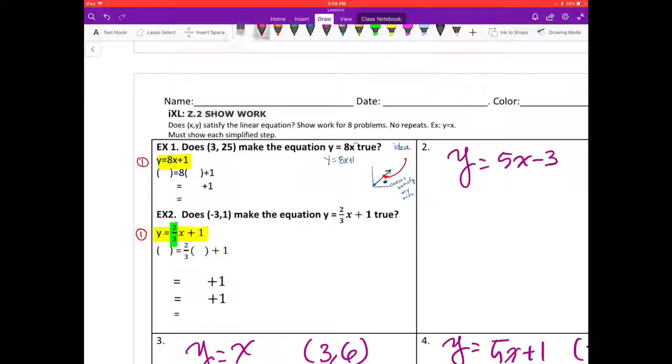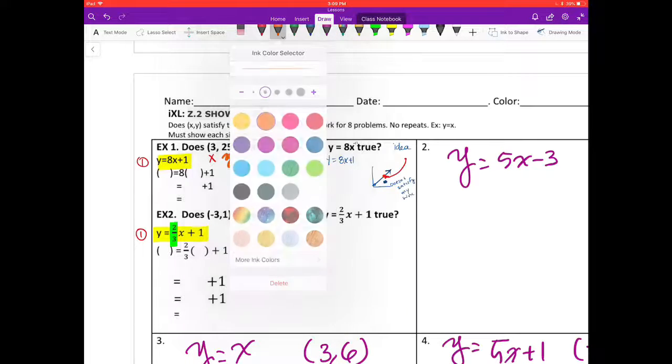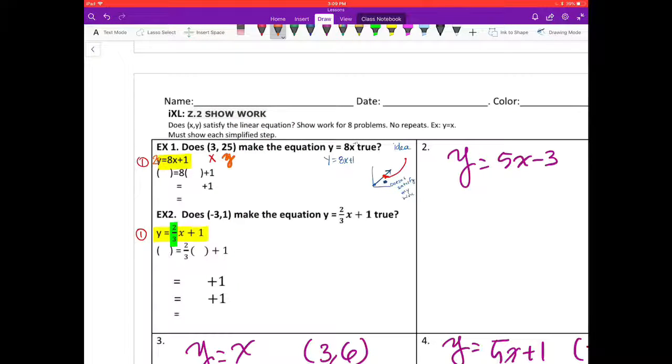So here I have an x and a y. Okay, I'm going to put my y where y is. I'm going to put 25 right there. And instead of an x, I'm going to put a 3 right there.